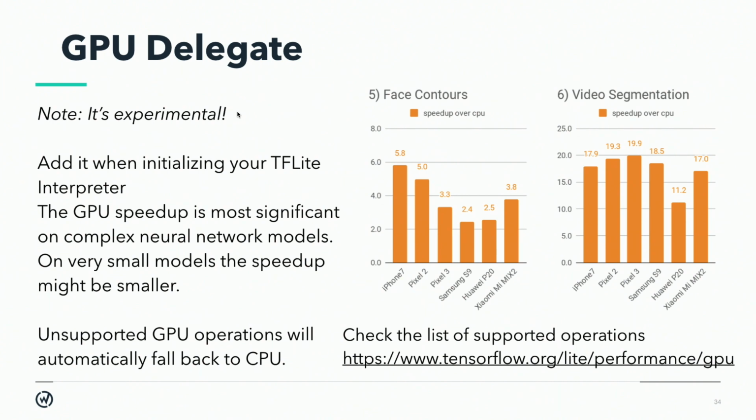And overall we can say that this GPU speed up is going to be most noticeable on complex neural network models, but on very small models it's not going to be that much different. And if the GPU operations are not supported, then they're going to automatically fall back to CPU. And you can check the list of supported operations on the TensorFlow website.